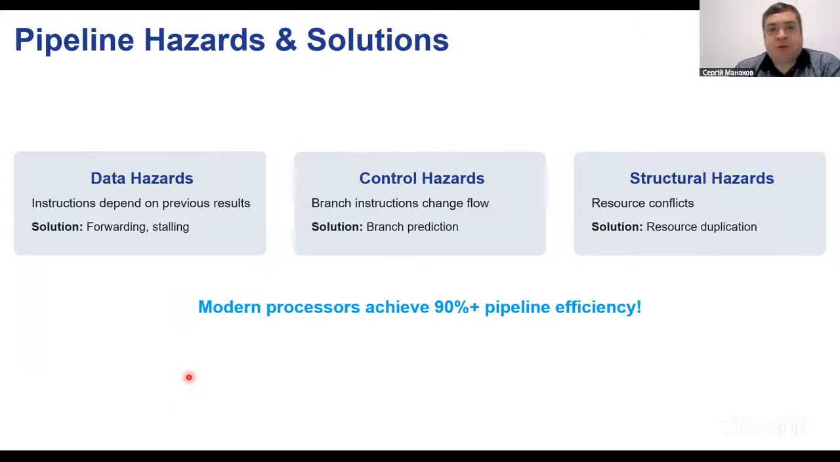Some hazards and solutions about pipelining. Data hazards: instructions depend on previous results. The solution is forwarding and stalling. Control hazards: branch instructions change the flow. The solution is branch prediction. What is branching?